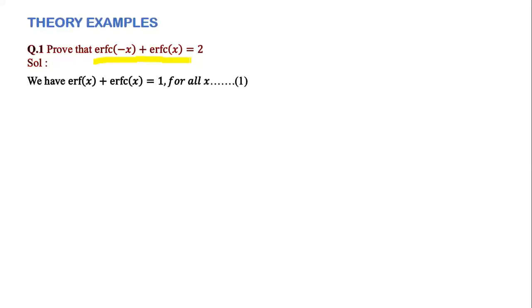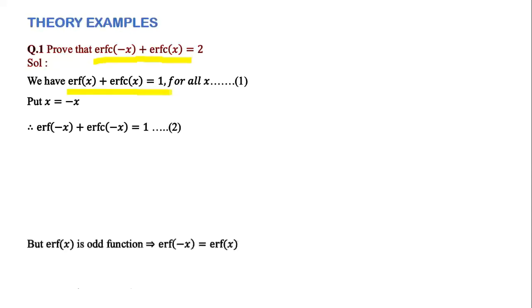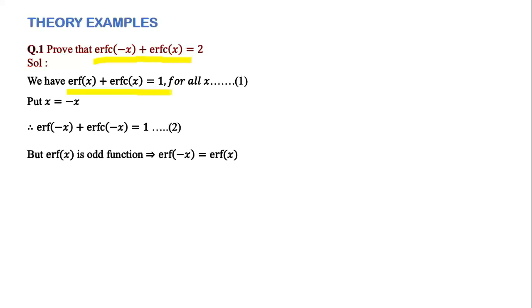To prove this, we have that famous property, property 2, which is error function of x plus complement error function of x is always equal to 1. So you can assign any value for x. So let's assign x is equal to minus x. So this becomes error function of minus x plus complement error function of minus x is equal to 1. But error function is the odd function.